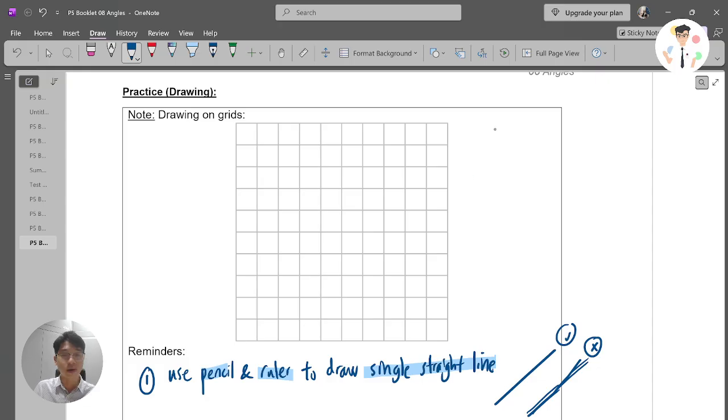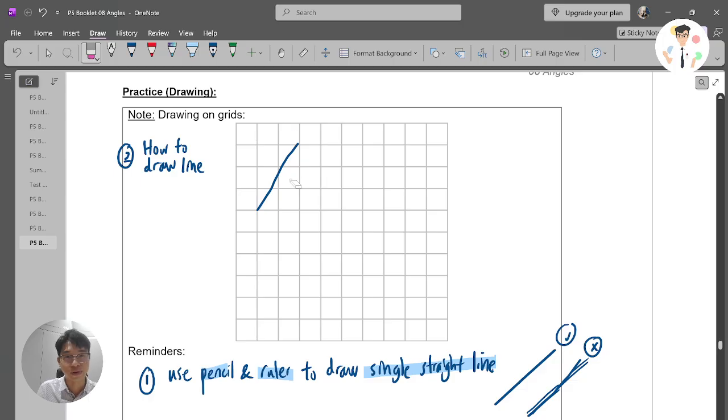Now the second thing to remind you, let me just draw it here, is how to draw lines. Now I know sometimes you'll be like, Mr. Lo, why are you asking this question? How to draw a line? Of course I know how to draw a line. But sometimes you make very funny mistakes. For example, I'm drawing this line here, from here to here. Not that nice because I'm not using a ruler.